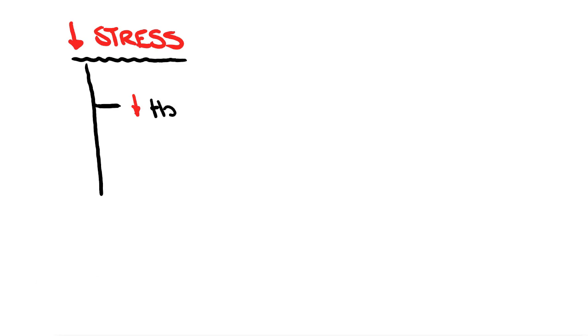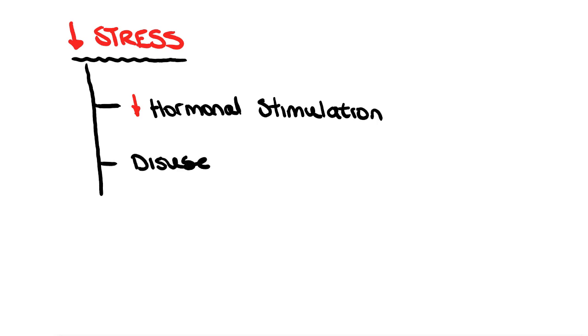Great, we've covered the basics of hyperplasia and hypertrophy. Now let's look at what happens in response to a decreased level of stress. To give you an idea of what I mean by decreased level of stress, this could be, for example, decreased hormonal stimulation, disuse, decreased oxygen, and decreased nutrient supply.